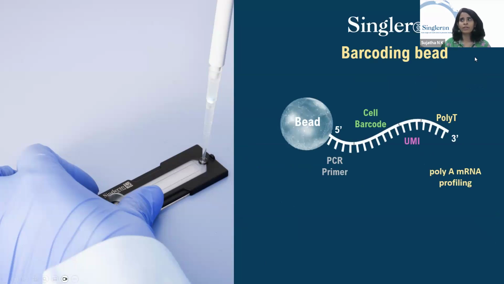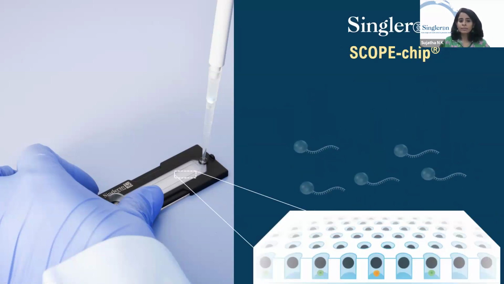The second part of our technology is barcoding beads. These are beads that have unique cell barcodes, UMIs or unique molecular identifiers, and the poly-T tail. Our mRNA profiling is usually done with poly-A, and that's where you have a poly-T which attaches to the transcript. So basically you need to get the cells and these beads onto this chip, and that's how the capture happens.